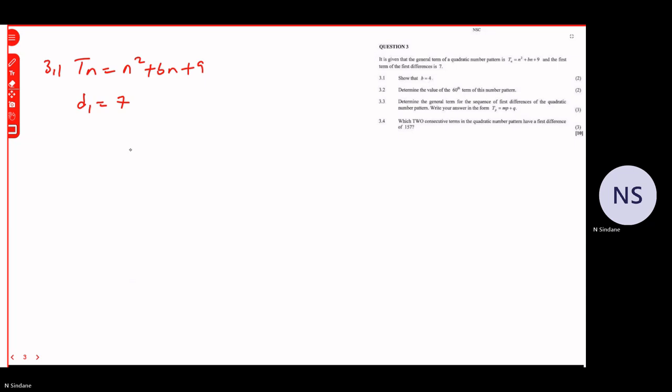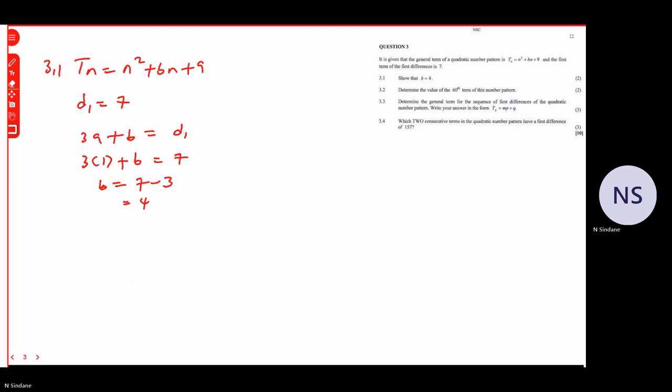So remember, 3a plus b is equal to D1. For D1, term number 1, I use this, and then 3 into 1, because here the value of a is represented by 1, plus b, which I don't know. This is equal to 7, and then b is equal to 7 minus 3. This is equal to 4. Therefore, I've shown that b is equal to 4.